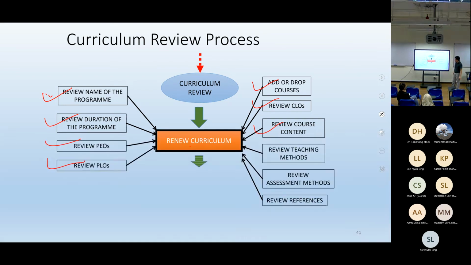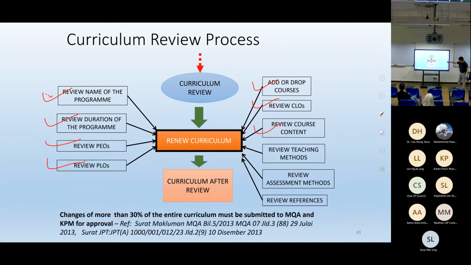Now, you see, when you review, I also put this in. Dari mana? Official. MQA. This is what they tell us to do. We all takut, we all very worried to do review, but they are the ones that tell us, you must do, you must do, you must do. And you just have to document. Less than 30% don't need to inform them.